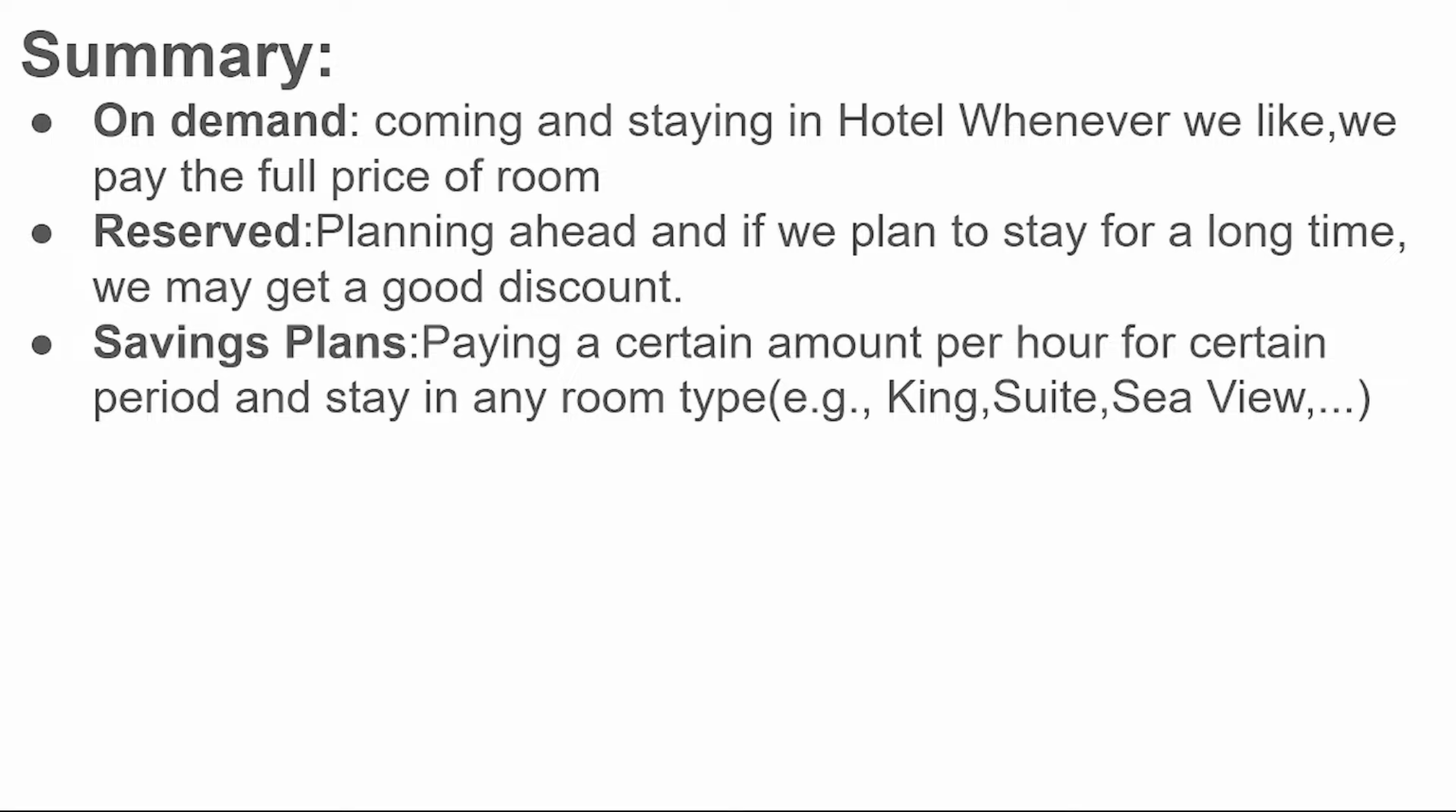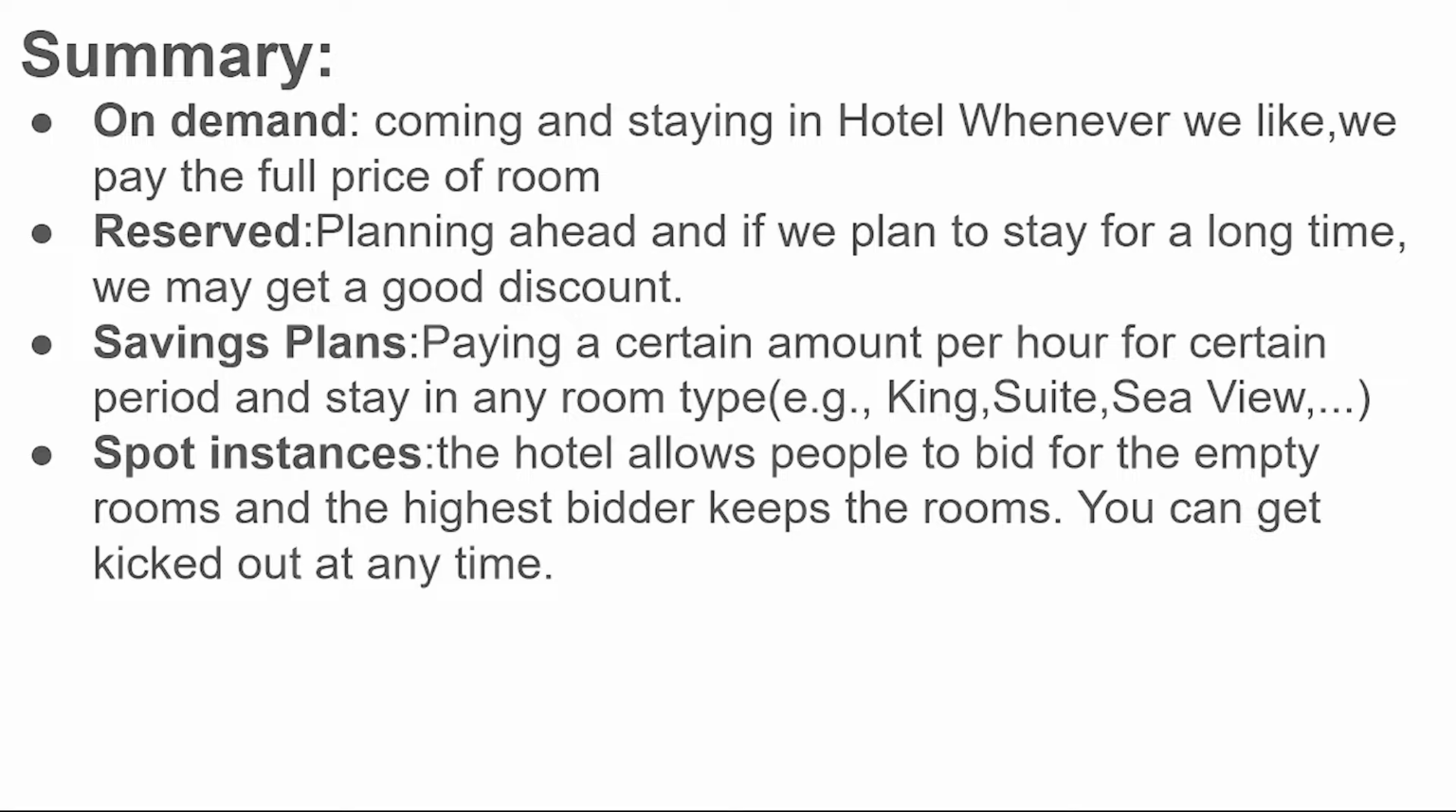Suppose you will be paying like $10 or $15 or $20 or $30, whatever amount, for a certain period of time, and you are okay with any room they accommodate you in: king, suite, sea view, any room type. So this is your savings plan: I have fixed my amount, and you can give me whatever room type you can. Next is spot instances.